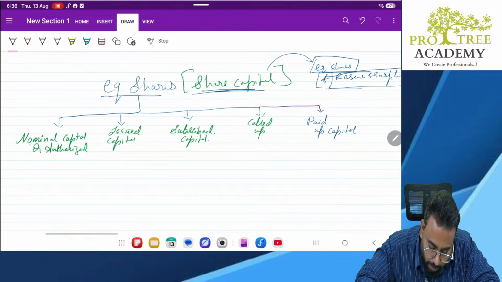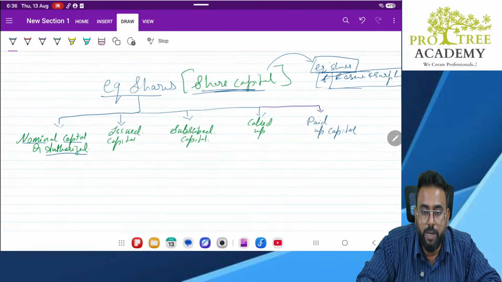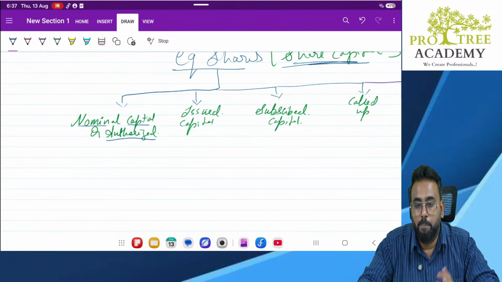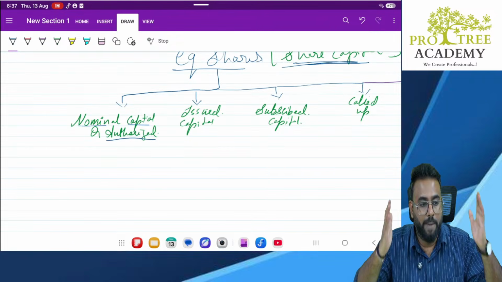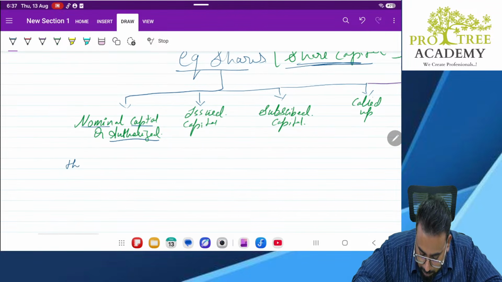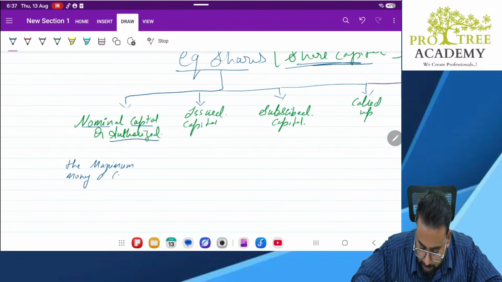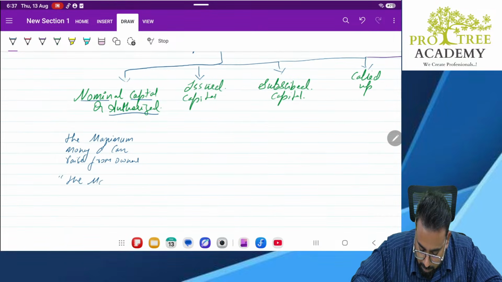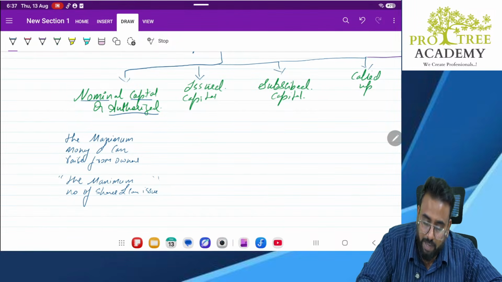what is the bifurcation? There is something called nominal capital or authorized capital. Sir, what is nominal capital or authorized capital? Nominal capital or authorized capital is the maximum number of shares or the maximum amount I can take from the owners. What is authorized capital? The maximum money I can raise from owners, or the maximum number of shares I can issue. Okay, don't worry, we'll take an example, I'll explain it to you cleanly.